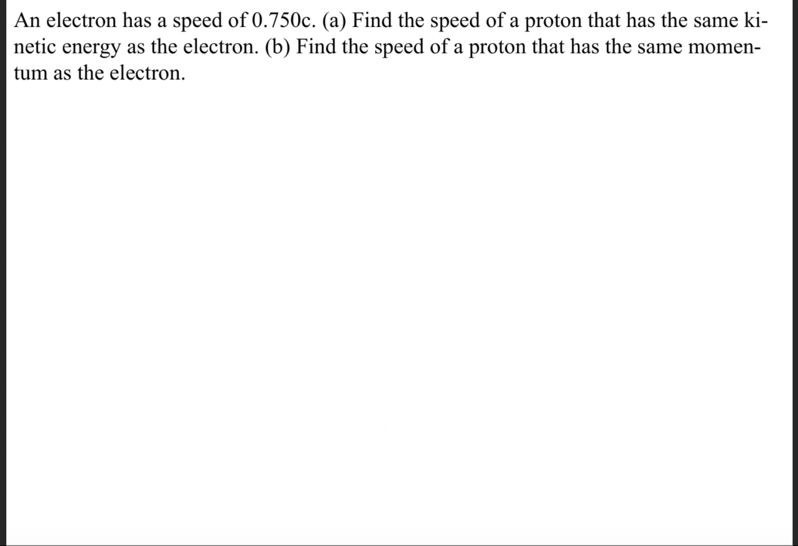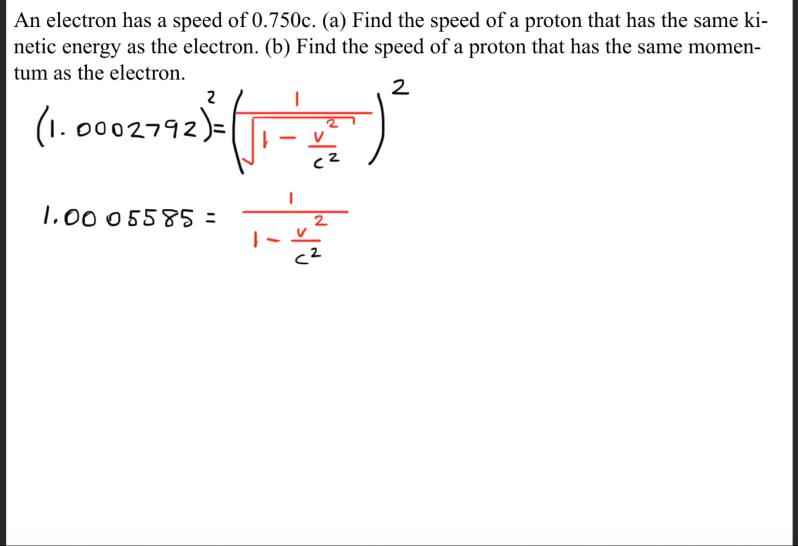So again, the physics has already ended. We're just dealing with algebra. Now we're trying to solve for v right here, and because it's written in red, we're trying to find the speed or the velocity of the proton. What I did here is I squared the values so that this now becomes 1.0005585, and I set that equal to 1 divided by 1 minus v squared over c squared.